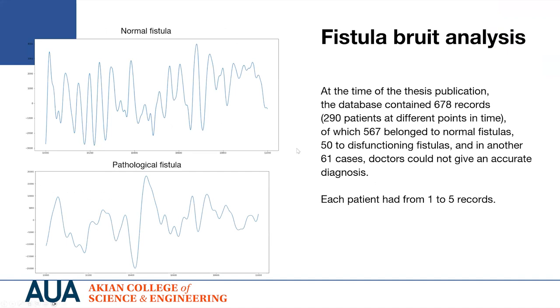So how do these fistula bruit noises look? If it's a normal fistula, we can see that it's more or less a non-chaotic time series. And if it's a pathological one, it looks very different. In our case, unfortunately for us, but for patients, of course, it was very good, most of the patients had normal fistula sounds. Only 50 patients out of 700 records had a dysfunctioning fistula. And also we had 61 cases when the doctors were not sure if it's a pathology or not.